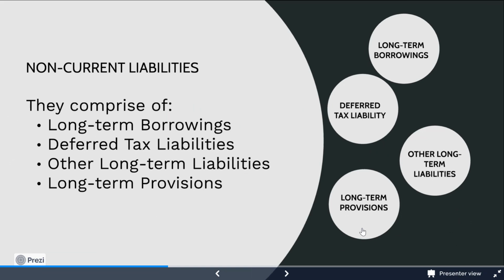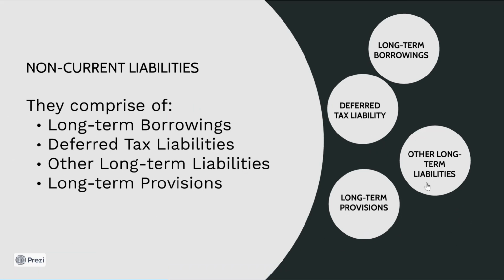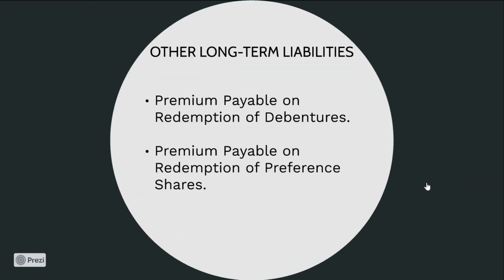Let's move on to other long-term liabilities. The two items which come under this head are premium payable on redemption of debentures and premium payable on redemption of preference shares.